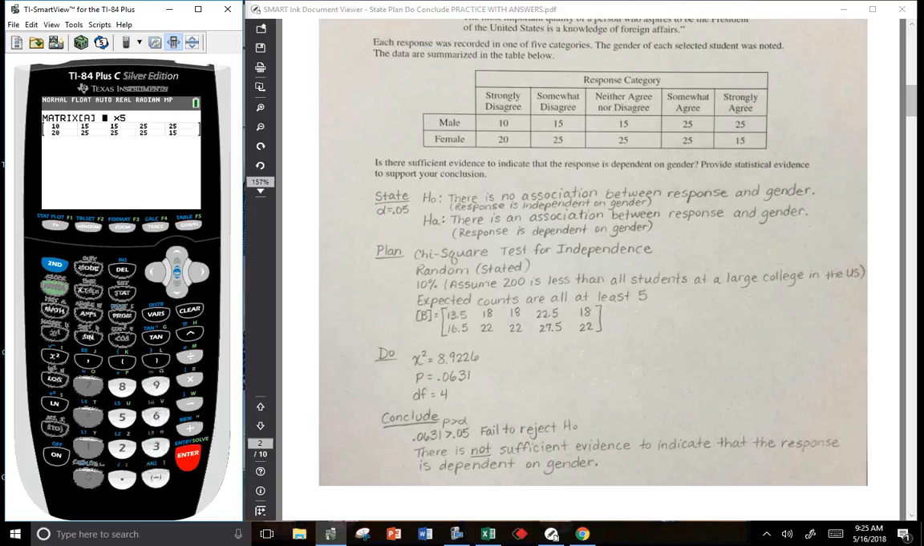So anyway, random, 10%, expected counts are all at least 5. Where did I get this from? Once you run it, so you did stat test up to chi-squared, which is C, and you go down to calculate. Once you do that, it creates your matrix B. So you go second matrix, over to edit, down to B, press enter, and you'll see my matrix B. And you literally write that down and say, look, these are all at least 5.